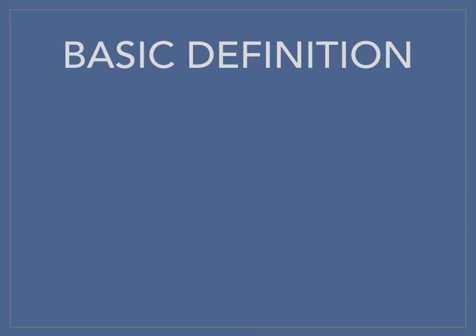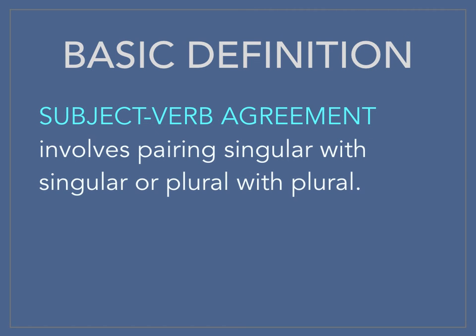Well, basic definition. Subject-verb agreement involves pairing singular with singular and plural with plural. So if you were to take this at a very basic level, you would have something like, say, just a very simple sentence. He walked to the store. You would not say, he walk to the store. You would say, he walks, with an S at the end, and you'd have to be a child not to see that.